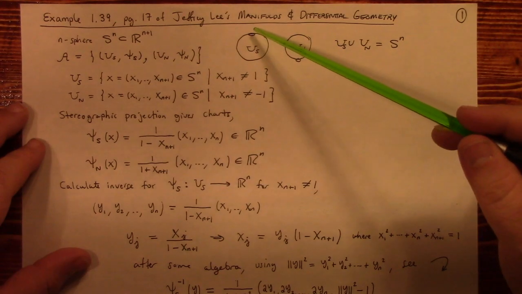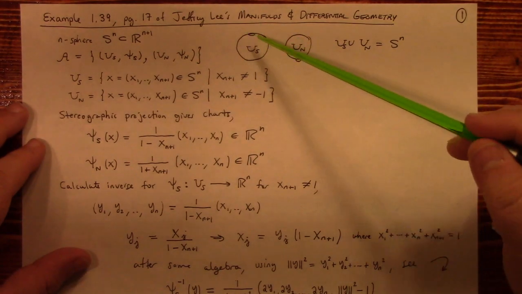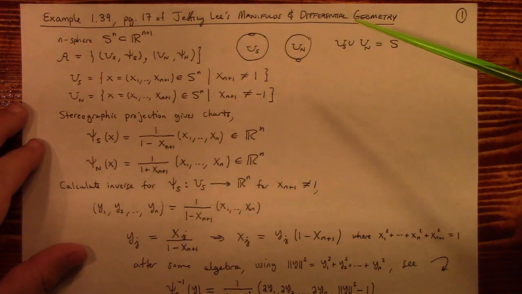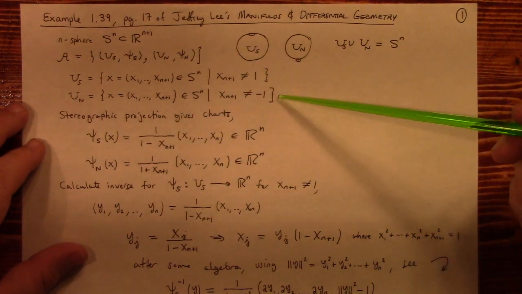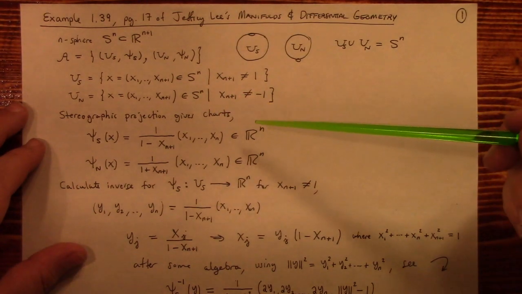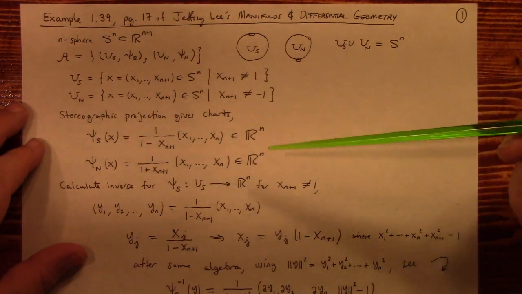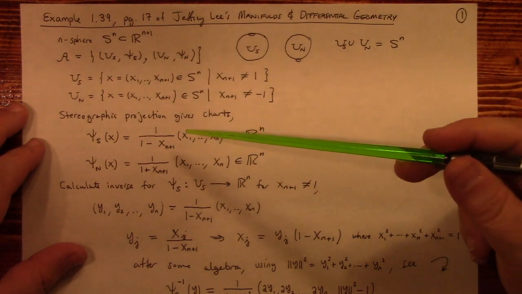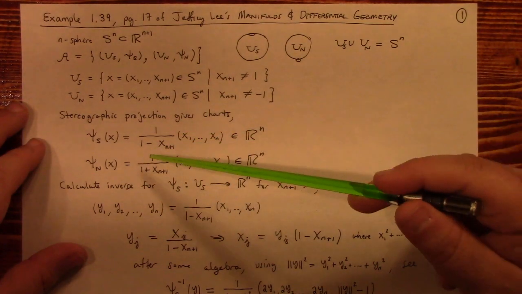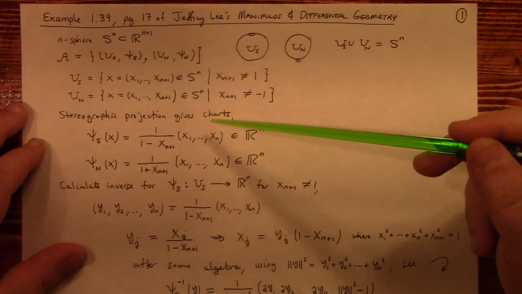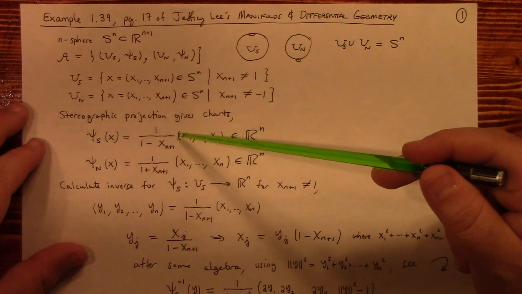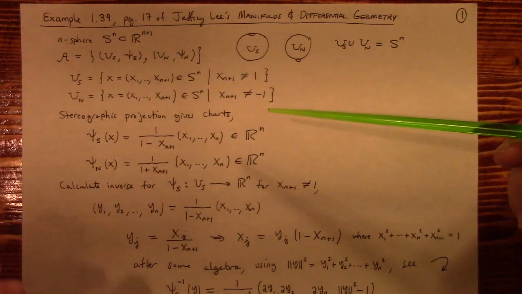Basically, delete the North Pole or delete the South Pole charts. Chart domains: of course, the union of those two gives you the whole n-sphere. And here's a characterization of what they are. And here's the definition of stereographic projection in this context for the n-sphere. You multiply by 1 over 1 minus x_{n+1}, or 1 over 1 plus x_{n+1}, times the point x_1 through x_n.